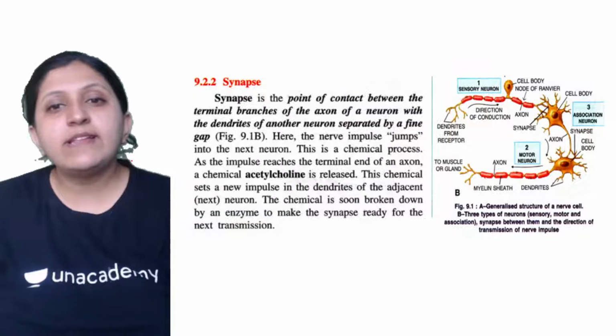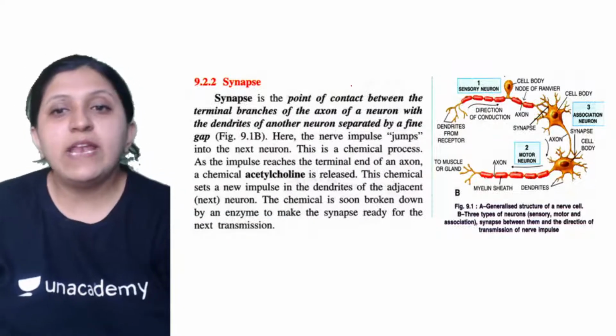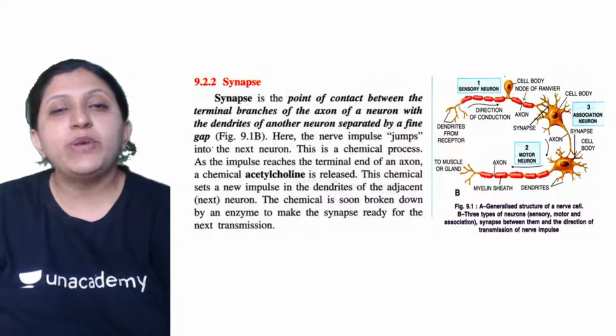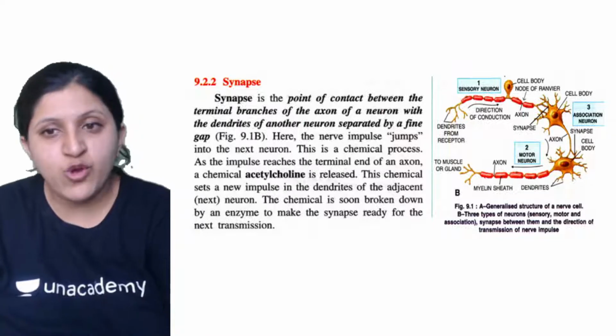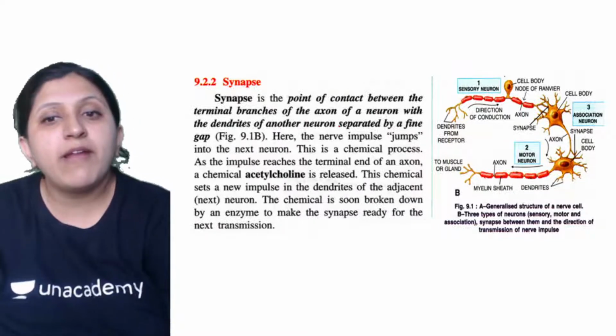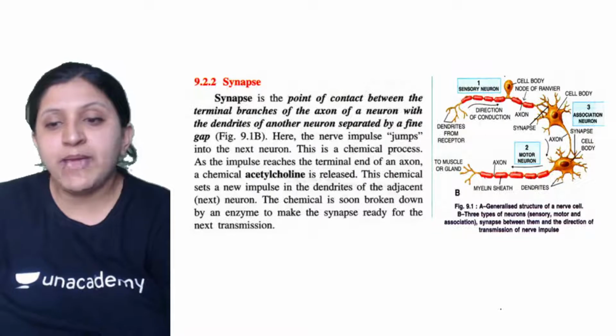So other than that, the synapse is there. So synapse is a point of contact between the terminal branches of an axon of a neuron with the dendrites of another neuron, separated by a fine gap. So let's have a look at this one now.